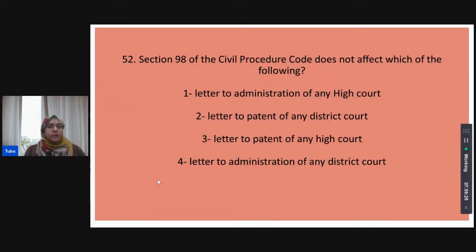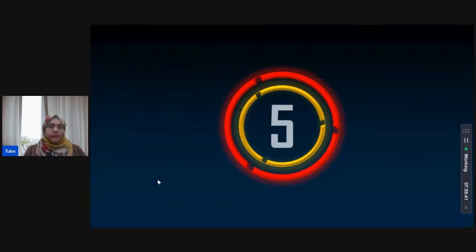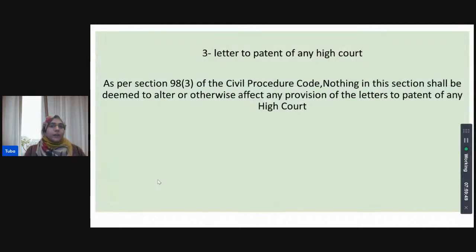Section 98 of CPC does not affect which of the following? Letters patent of any high court, letters patent of any district court, letters patent of any high court, or letters of administration of any district court. Letters patent of any high court is the correct answer. Section 98(3) provides for it, stating that nothing in this section shall be deemed to alter or otherwise affect any provisions of the letters patent of any high court.